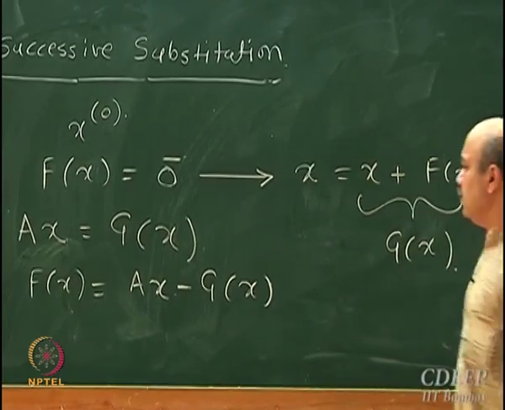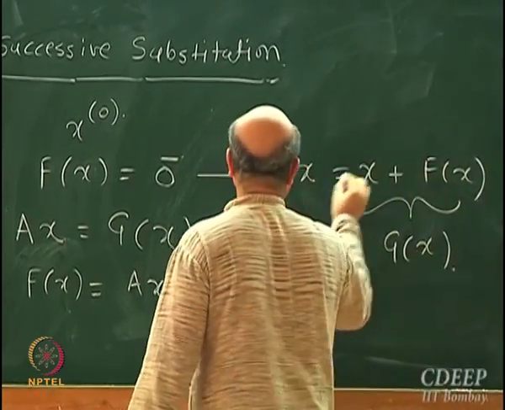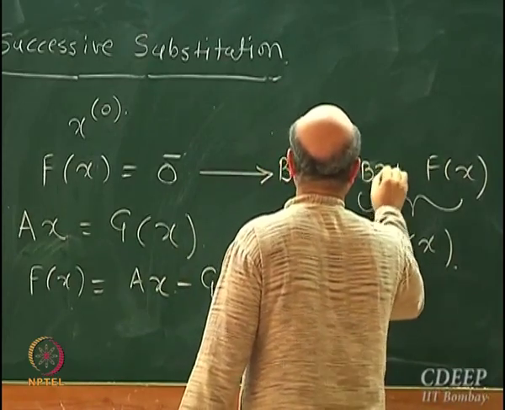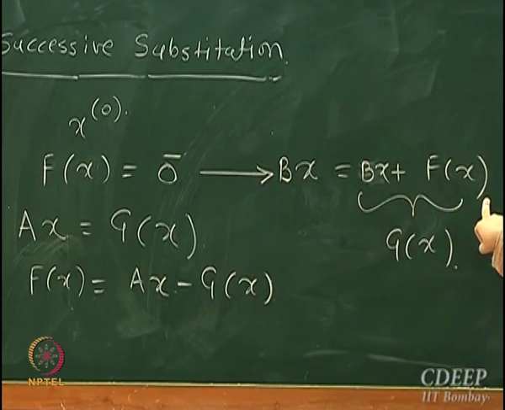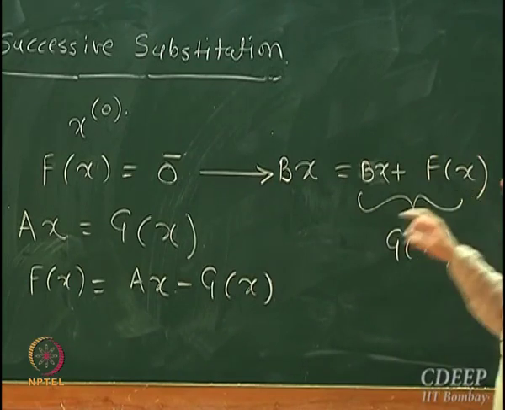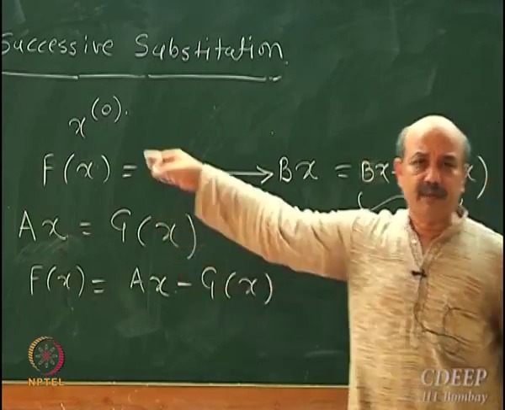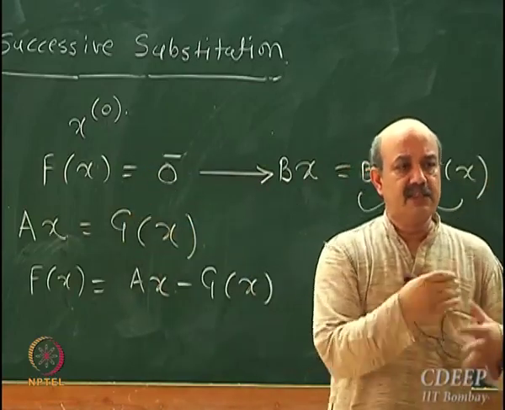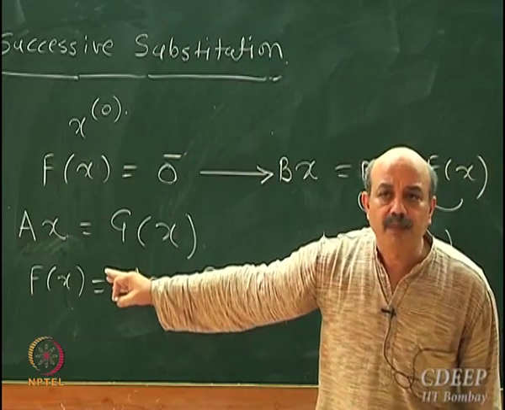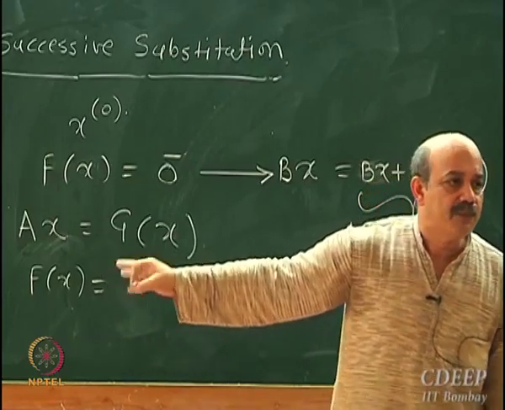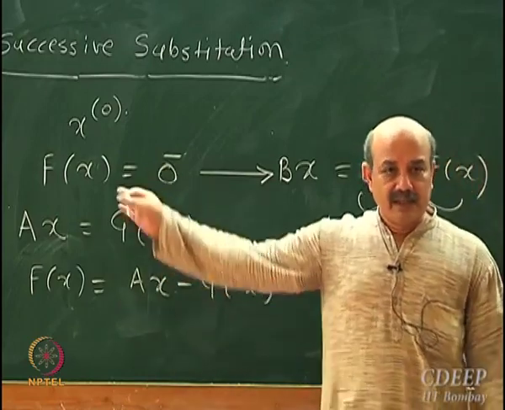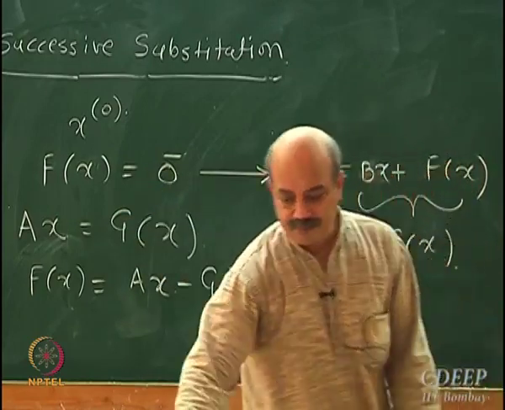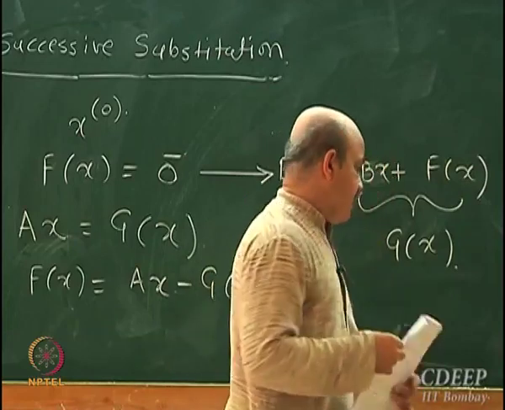Or I could do, in general, some matrix here, Bx is equal to g of x, so the form is the same. I can either do this transformation, or in some cases the problem discretization will yield this kind of a form, depending upon what kind of structure the problem has. So you get this special form. Now what can I do with this?